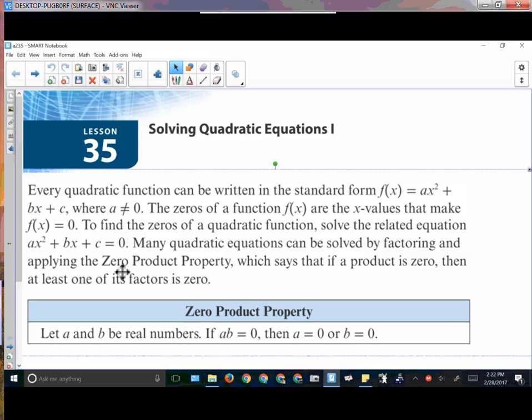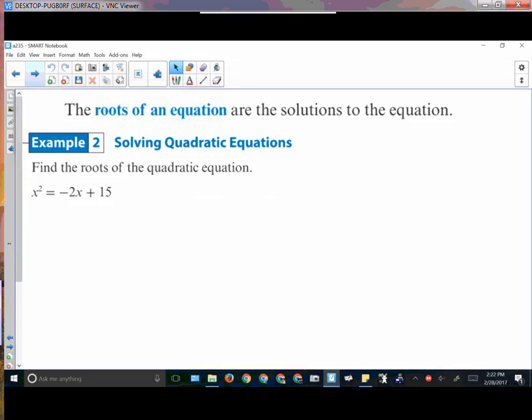But what we're going to do is use this idea in order to find the places where the zeros are when it comes to a quadratic equation. And these zeros are the numbers we're looking for. They can be our solutions. So here we go.